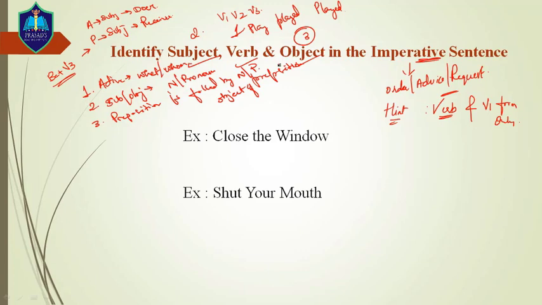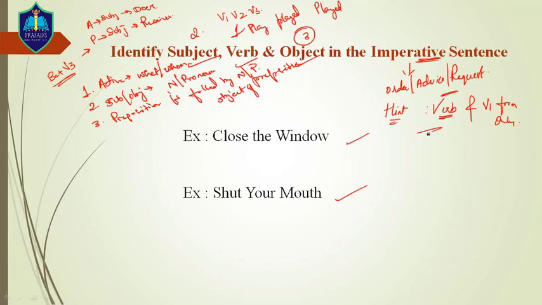In this session, we are going to identify the same subject, verb and object, in the same way, but in the imperative sentence. What is an imperative sentence? If it is used to give an order, advice or request, we call the sentence an imperative sentence. I have given two examples here: Close the window. Shut your mouth. These two are examples we use to order somebody.